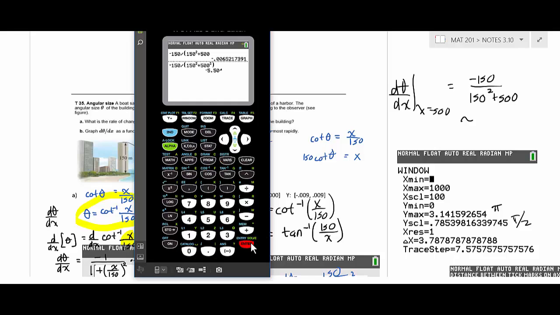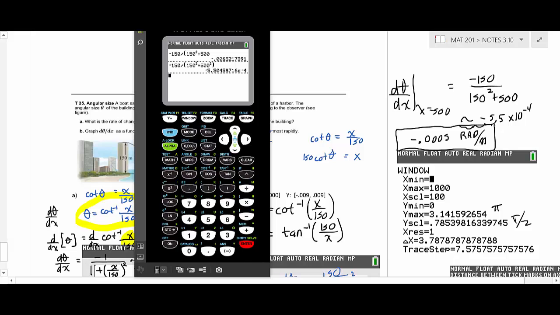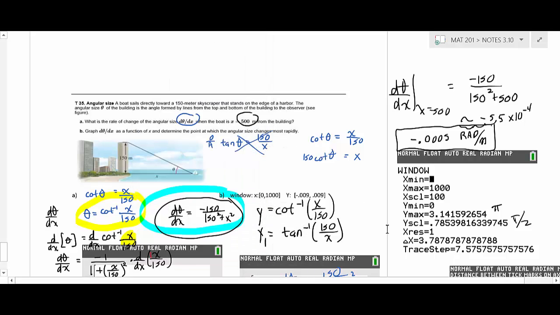Okay, so now let's see. Yeah, that's what that is. That's negative 5.5 times 10 to the negative 4. So I'm going to move the decimal back 1, 2, 3, 4 units to get negative 0.0005. And that's really going to be radians per meter. That's what the rate of change is. The angle is changing by that many radians per meter. Every time a meter goes by, that's what that's saying.